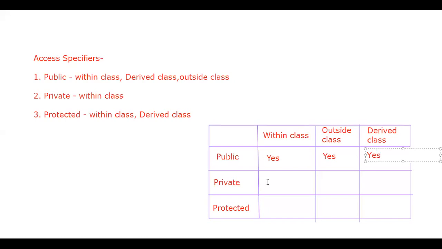Next one, with respect to private. The data which is available inside the private scope is available only within the class. What about outside of the class? It is not available. Similarly, for derived classes, that data is not available. Next one is protected. Data is available within the class. Next, for outside of the class, no, data is not available.